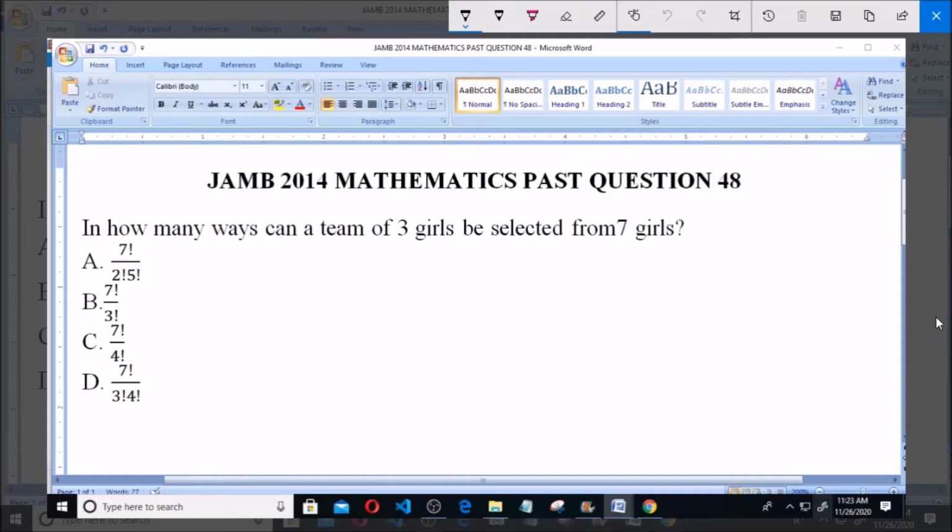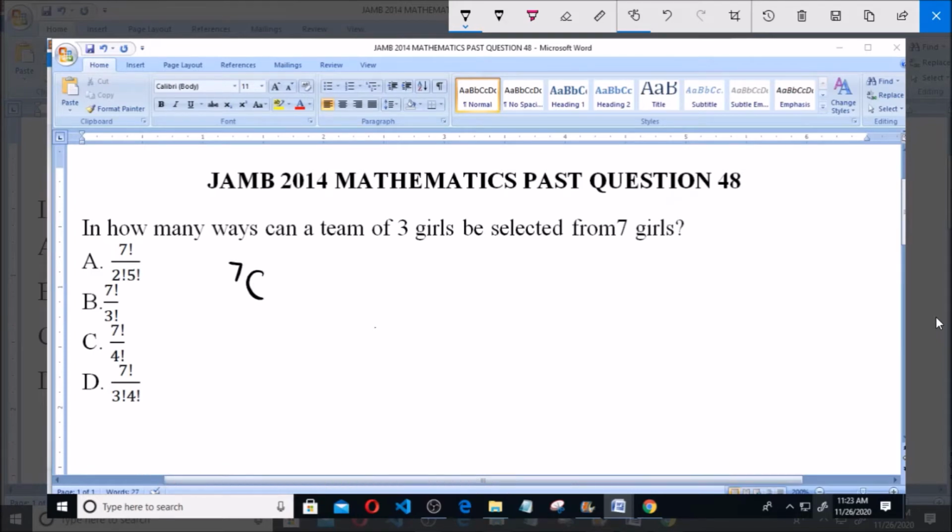I will be answering JAMB 2014 Mathematics Past Question 48. In how many ways can a team of 3 girls be selected from 7 girls? Now this is a combination. You're trying to select a team of 3 girls from 7 girls. So we're saying what? 7 combination 3.